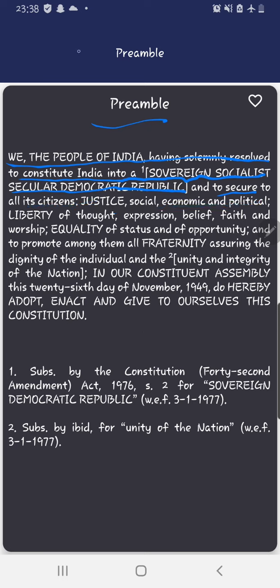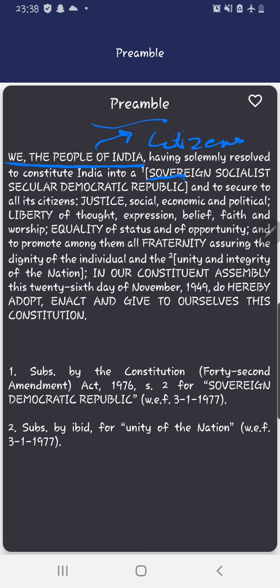What do these statements mean and how do they explain the nature of the Indian Constitution? Let's discuss further. The phrase "we, the people of India" in the preamble means that our constitution is meant for the citizens of India. Further, having solemnly resolved to constitute India into a sovereign, socialist, secular, democratic republic. This describes how we should endeavor to make our country a better welfare state.